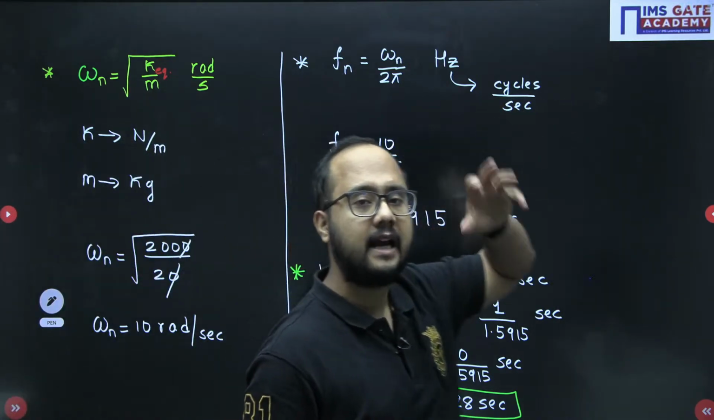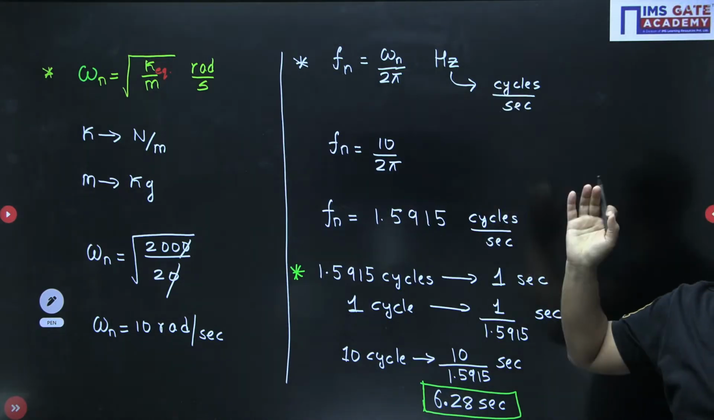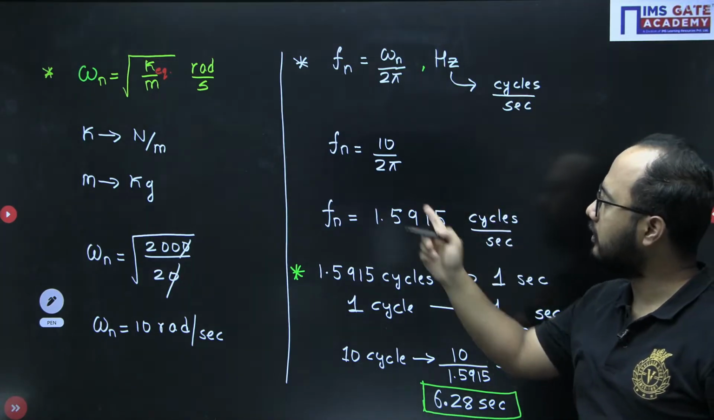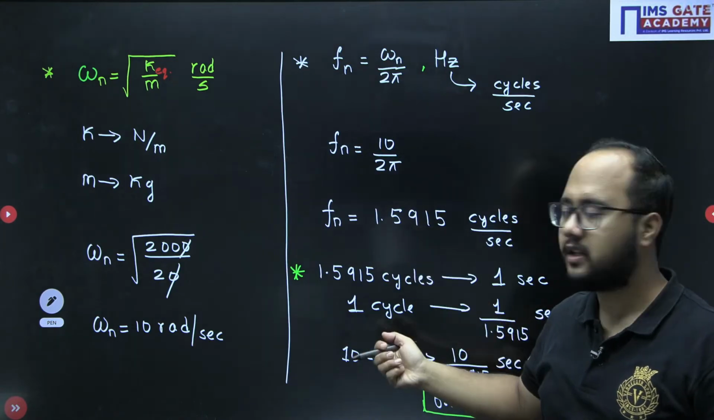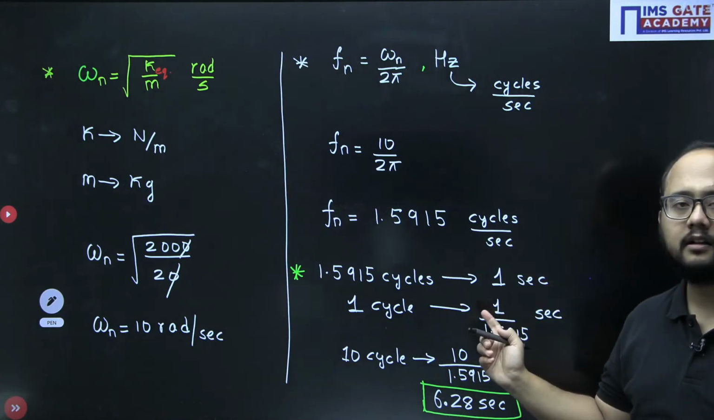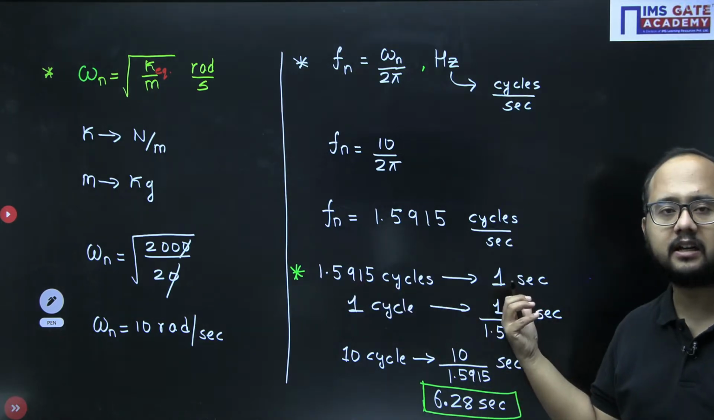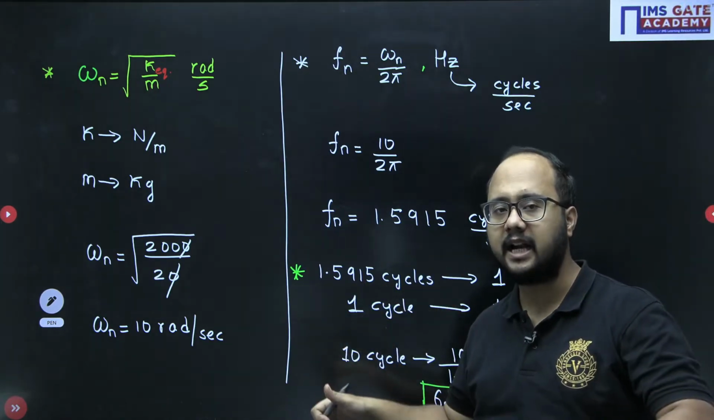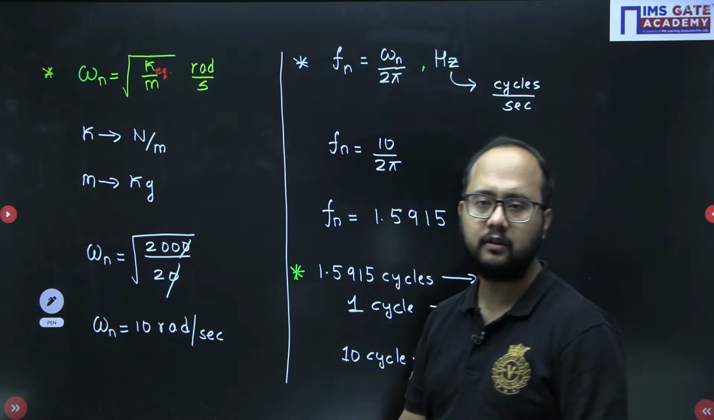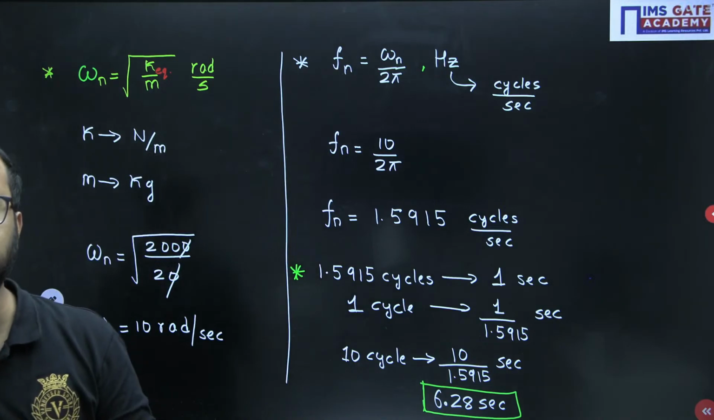If they are asking about the cycle or oscillation, I will get to know from this particular relation, Fn equals omega n divided by 2 pi, because the unit is hertz. Hertz is number of cycles per unit time. So we got the value of Fn as 1.5915. So 1.5915 is the number of oscillations in 1 second. Cycle basically means oscillation only here. So that many cycles will be done in 1 second. I want to have 10 cycles, so for that, I will calculate 1 cycle time. Then I can easily calculate 10 cycle time also. Basic aptitude. Clear everyone? Is this part clear? Very basic thing they have asked.